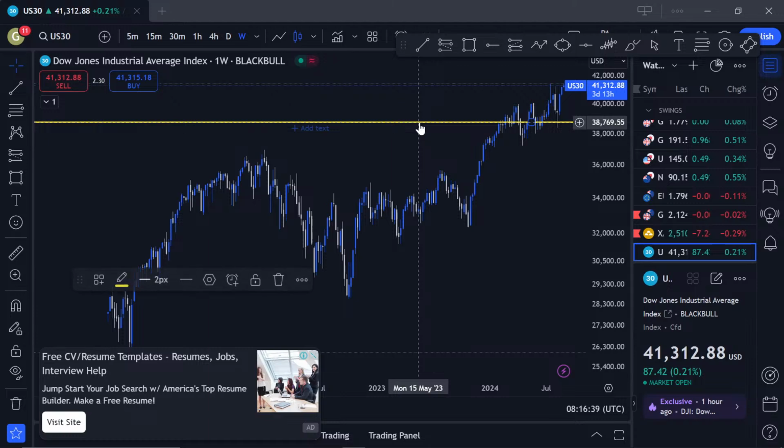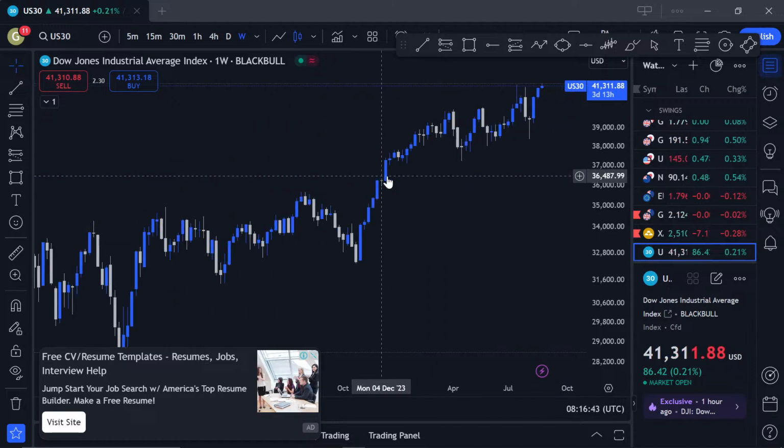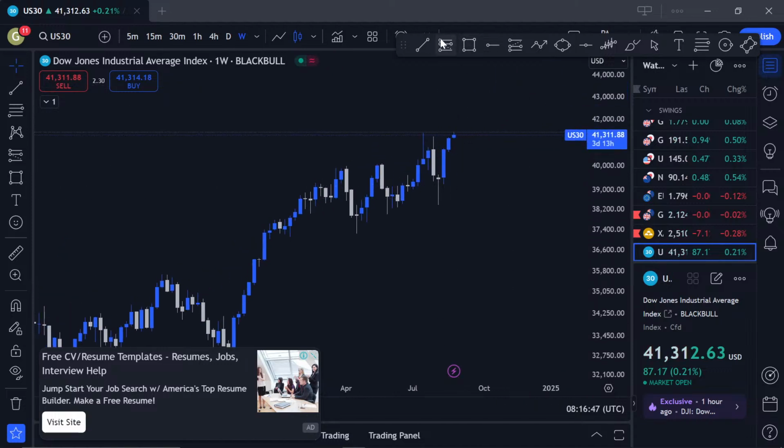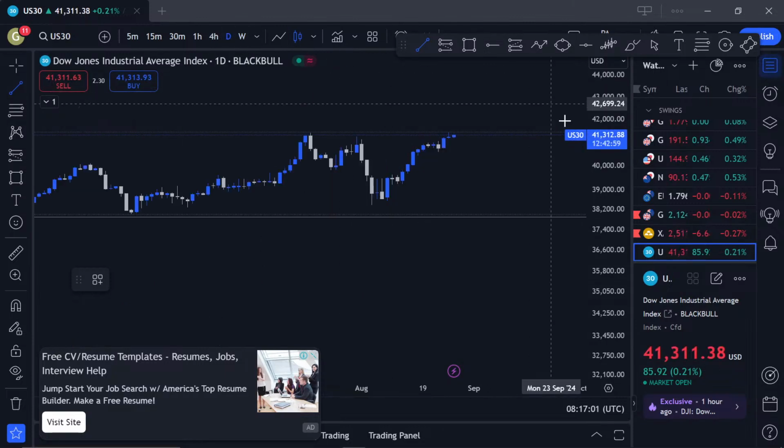Let me delete this line off. So here on US30, you can see the market is a clear uptrend. No obstruction so far. It has even broken out of the high here, so I'm not even going to waste my time marking a high because the market is still in motion. So I'll come back to the daily time frame.